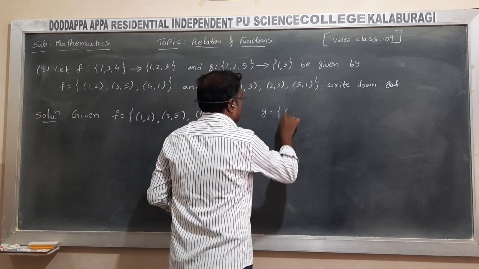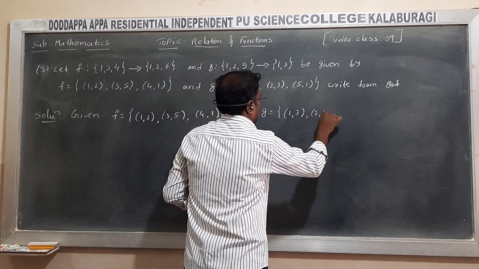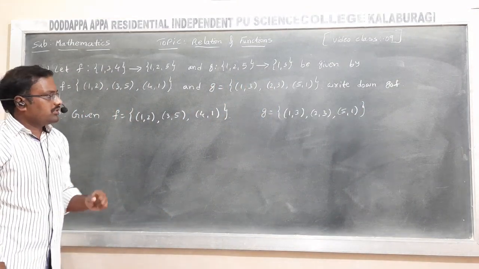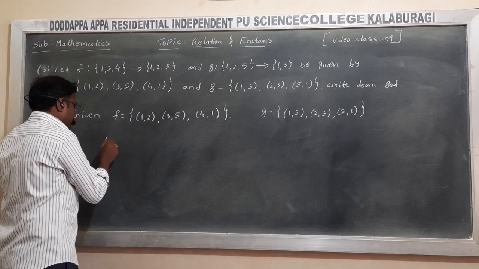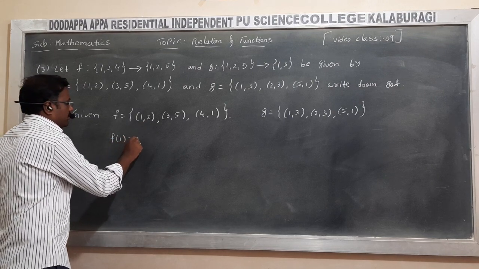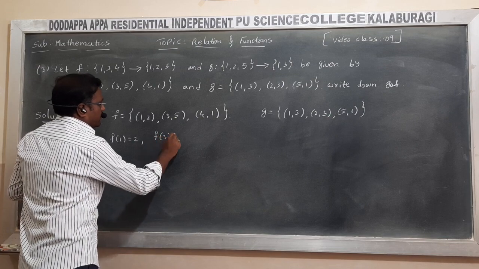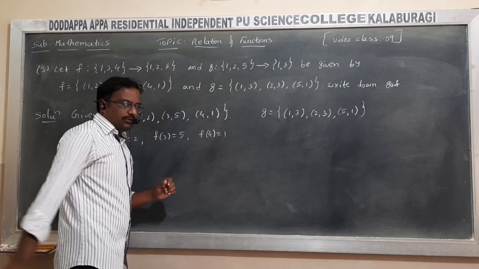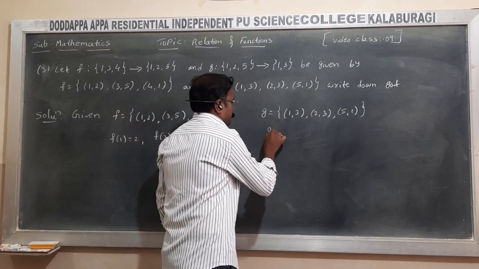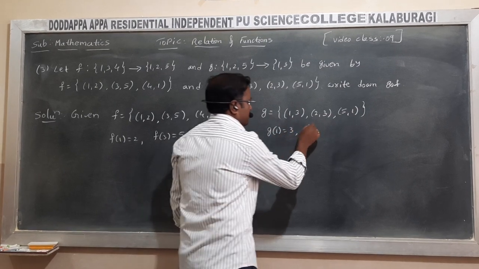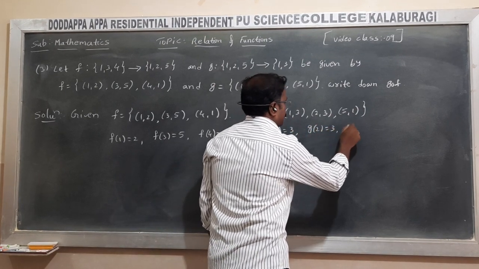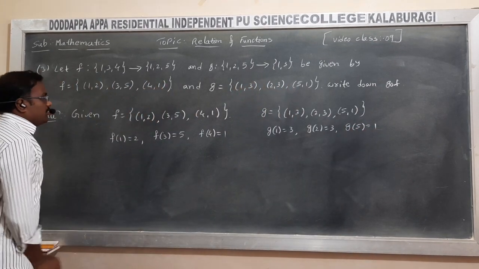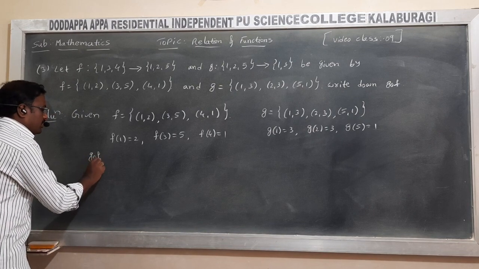G is equal to (1, 3), (2, 3), (5, 1). Okay. Now we know that when they give this type of function, you can take it as: f of 1 is equal to 2. This one is f of 3 equal to 5. Next, f of 4 equal to 1. Next, similarly here, g of 1 equal to 3. G of 2 equal to 3. G of 5 equal to 1 is given. Okay. Now you can find g naught of f.